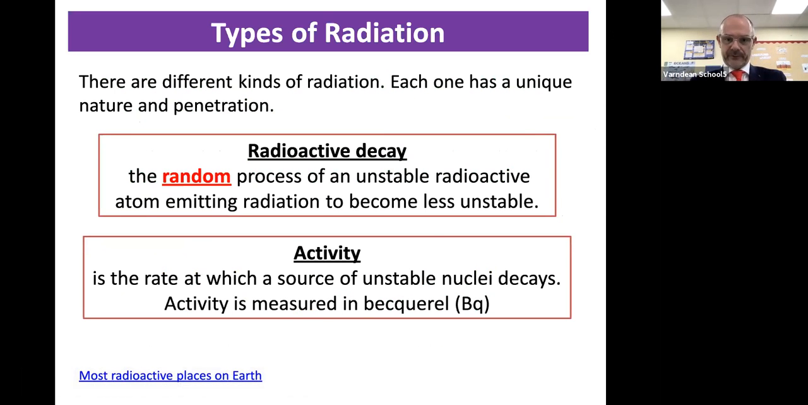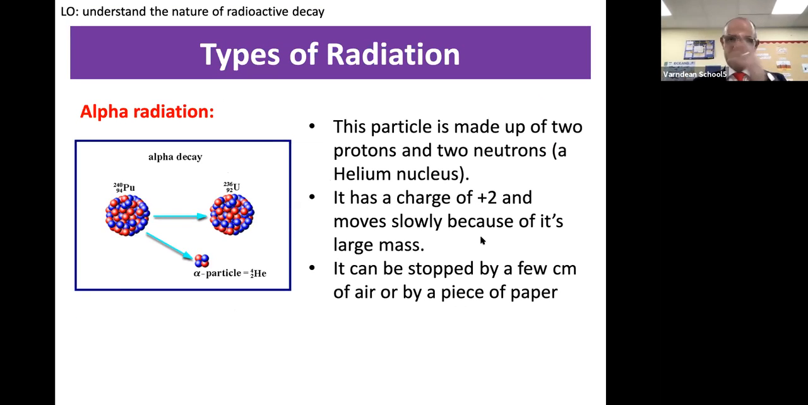So types. We need to define 2 different words. Radioactive decay is the process of a radioactive atom emitting radiation. So it breaks down, it decays, and it gives out some radiation. And activity is the rate at which it decays. So the radioactive activity is the rate and decay is the process. Okay, so let's talk about our types.